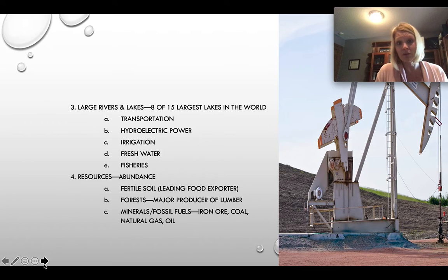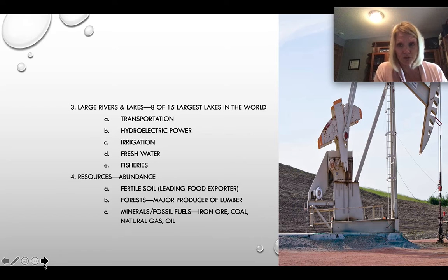That's pretty impressive. Things like transportation, hydroelectric power, irrigation, fresh water, fisheries, these are all things that our natural resources in the United States and Canada offer us, which again is one of the reasons why we are economically blessed in this country, because of our expansive amount of land, which contains these really rich lakes and rivers. So there again is the idea of these resources. We have an abundance of resources.